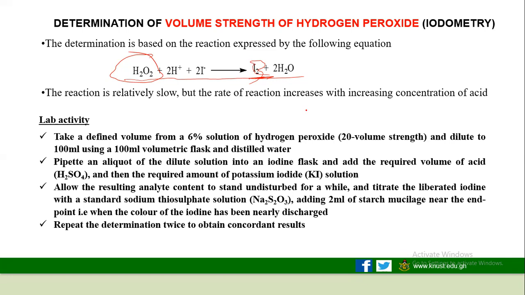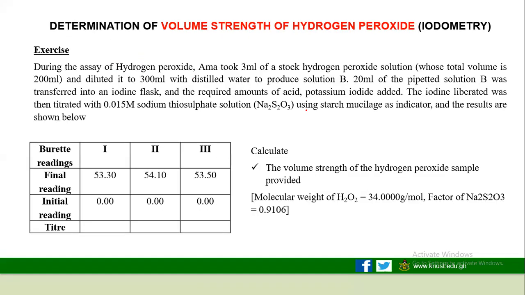Repeat the determination twice to obtain concordant results. So this is the activity we'll do in the lab, and we'll get it clearer when we perform the experiment in the lab.